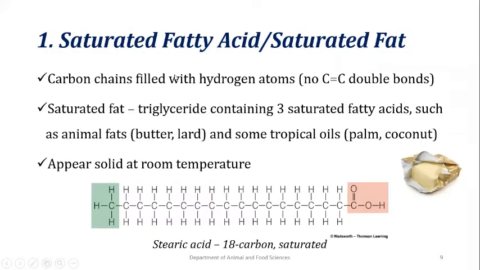And this kind of saturated fat generally appears solid at room temperature.